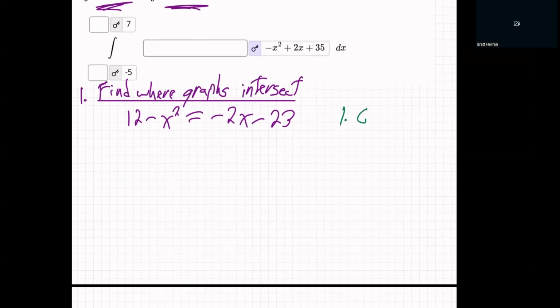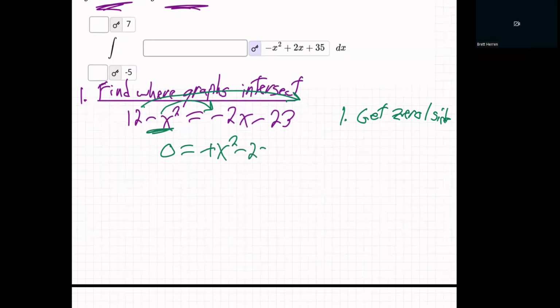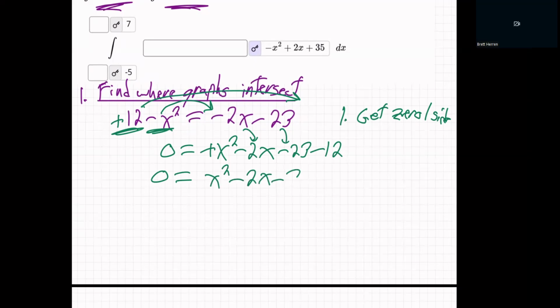Step one, get 0 on one side. So I'm just going to bump both these guys over here. So that's 0. When the minus x squared jumps to the other side, it becomes plus. Things change. I'm moving it that way because I want that positive. You don't have to. Minus 2x just comes straight down. Minus 23 comes straight down. And then this positive 12 jumps to the other side, becomes a minus 12. Combine those. What is that? Minus 35, right? So there we go.